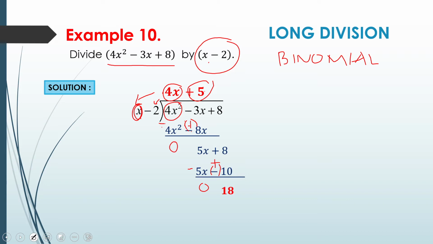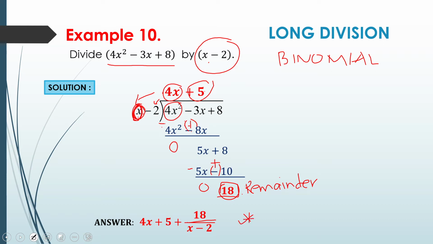Now in this case, you will stop here. Why? Because this is of power 0, and it is lesser than your first term here. So therefore, this is what you call your remainder. Hence, the quotient or the answer for this one will be 4x plus 5 plus the remainder all over your divisor, which is x minus 2. So this is how you do it using long division.